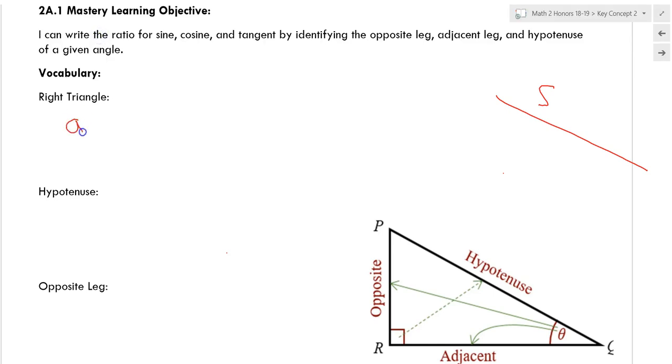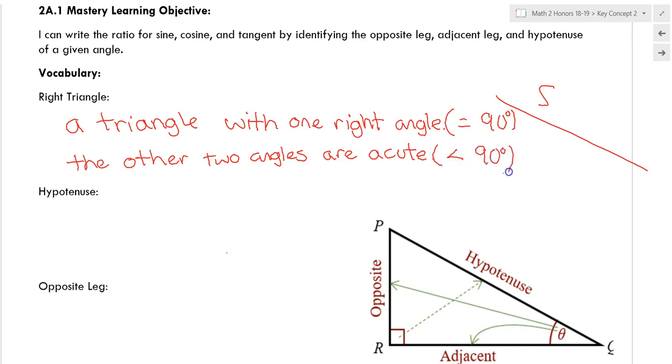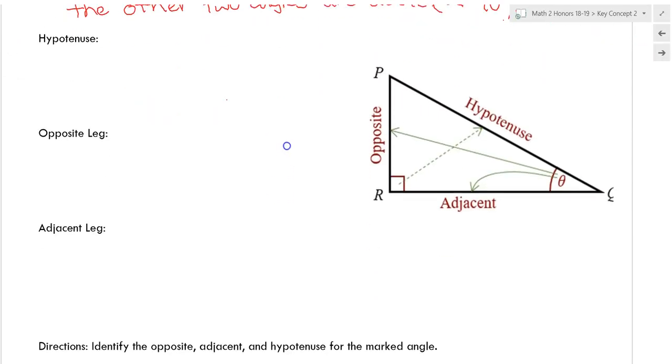Right triangle. A triangle with one right angle. Then the other two angles are acute. Okay, so that means right angle is equal to 90 degrees, acute is less than 90 degrees. So that's what a right triangle is, and then we have the sides of a right triangle.